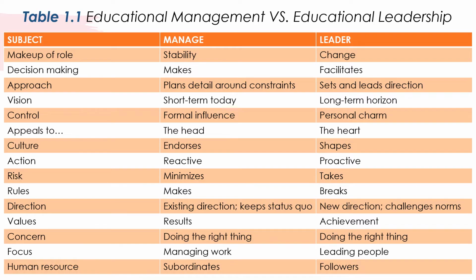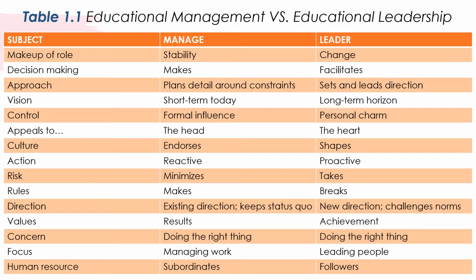The table presented here can be found in your book as table 1.1, listed as educational management versus educational leadership. This goes more off of the differences between management and leadership, but then again, you can also see some similarities. Obviously, for a manager, making up a role, the manager seeks more stability where the leader can change it. For decision making, the manager makes decisions and the leader facilitates the decisions.